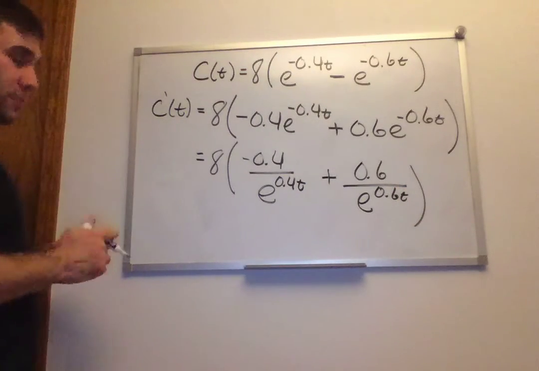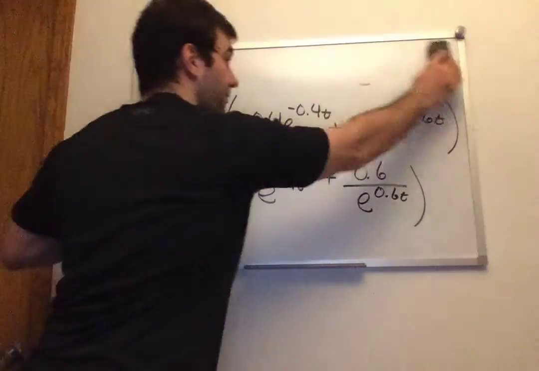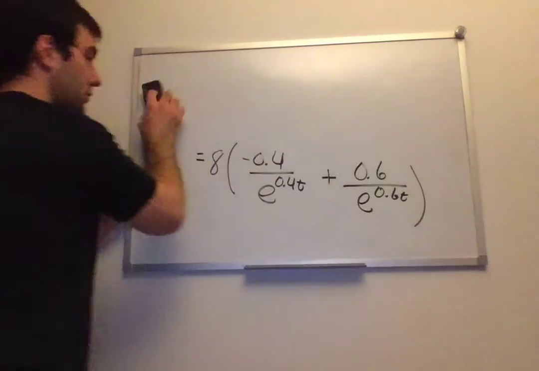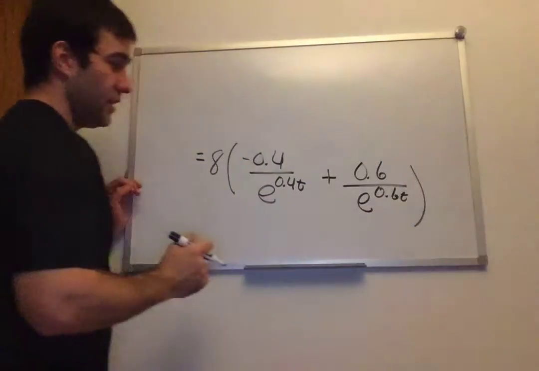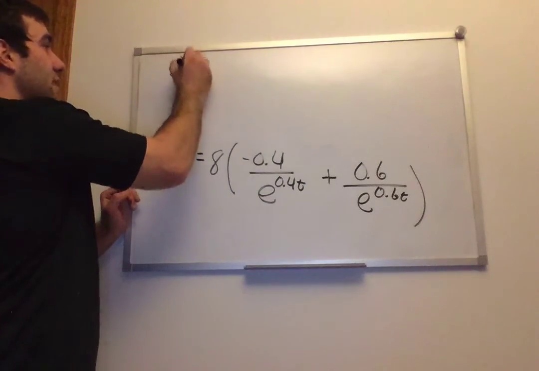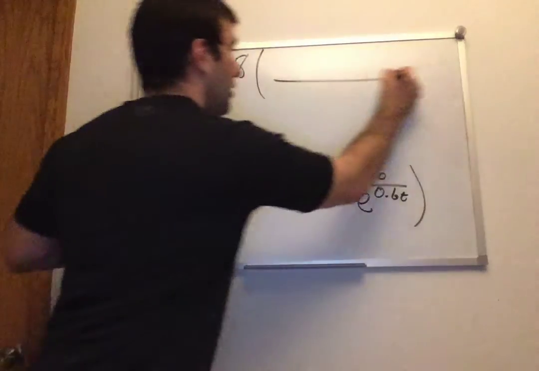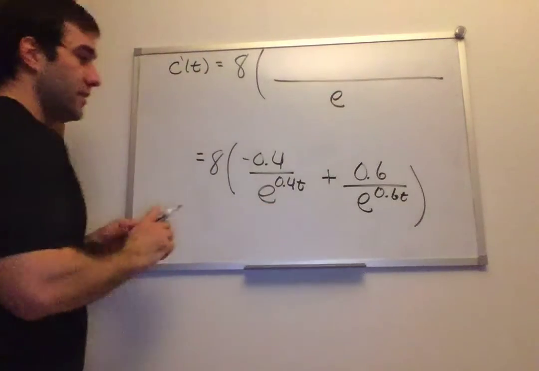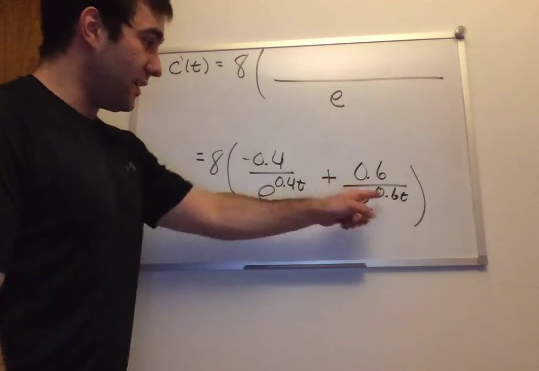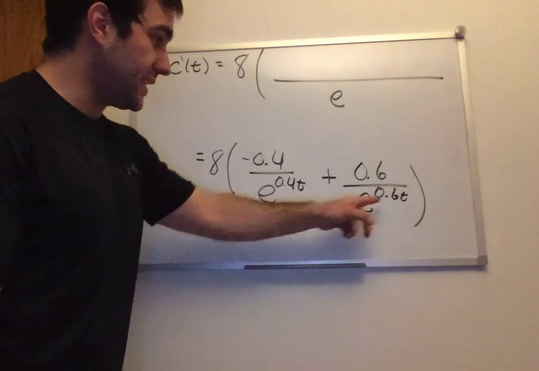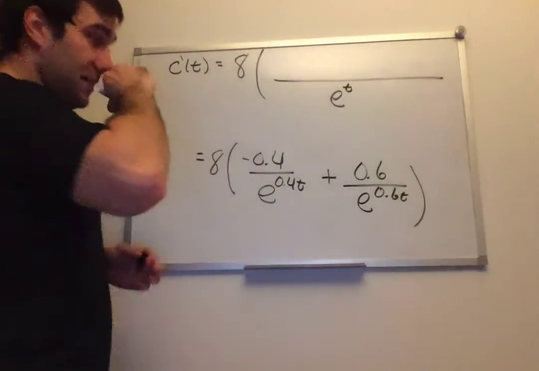Okay, so now I'm going to find the least common denominator between these two fractions, and I'm going to add them together. If you look, these two pieces are completely different, so the least common denominator is the multiplication of the two. So I still have the 8, all divided by e. Now, if we multiply these two together, think about your exponent rules. You would add the exponents. 0.4, 40 cents, plus 60 cents is $1. So you would just get e to the t.